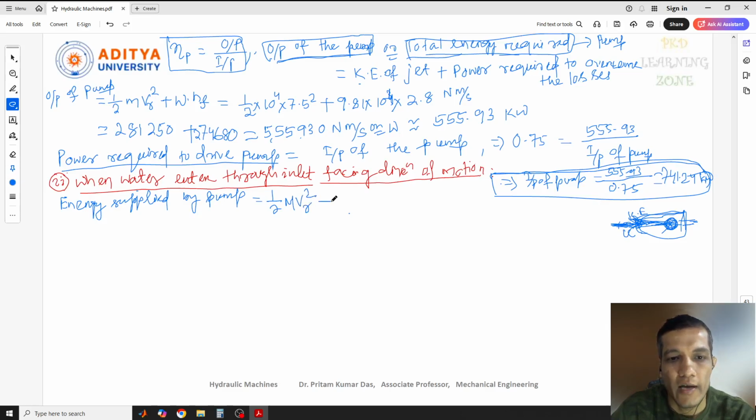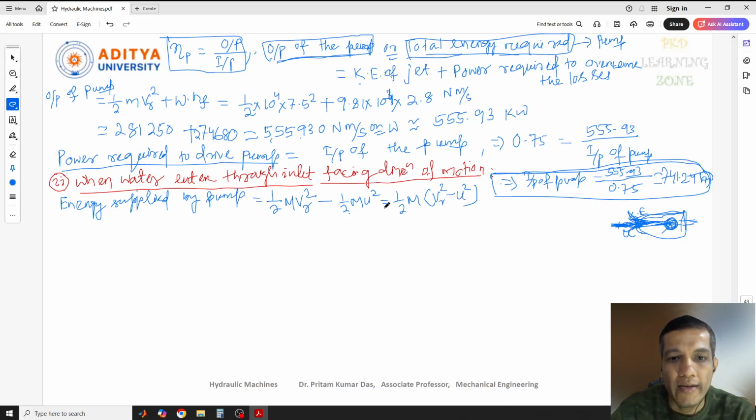minus the kinetic energy of the water coming in. What is the velocity of the water which is coming in? That is nothing but half m u square, because it equals the ship's movement velocity. The water which is coming inside has velocity equal to this one, so the kinetic energy is the same, half m u square. So taking half m common, this is v_r square minus u square.